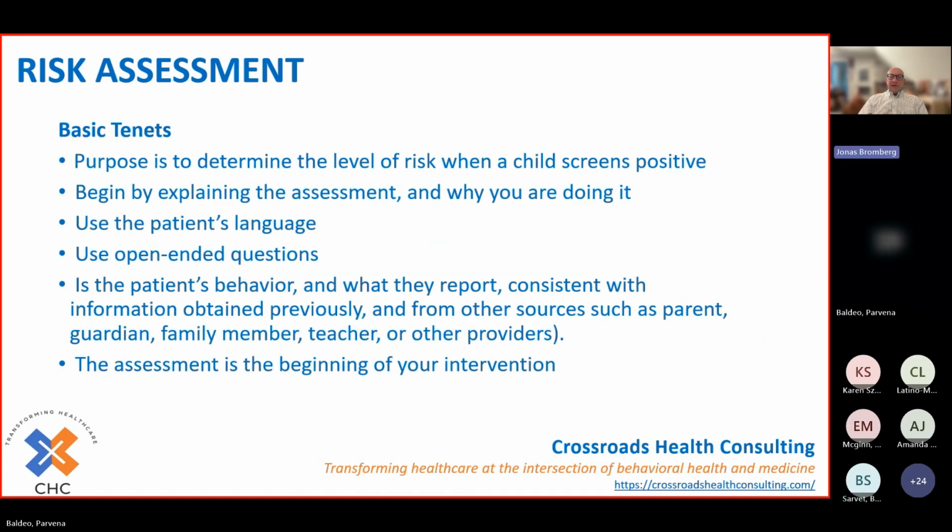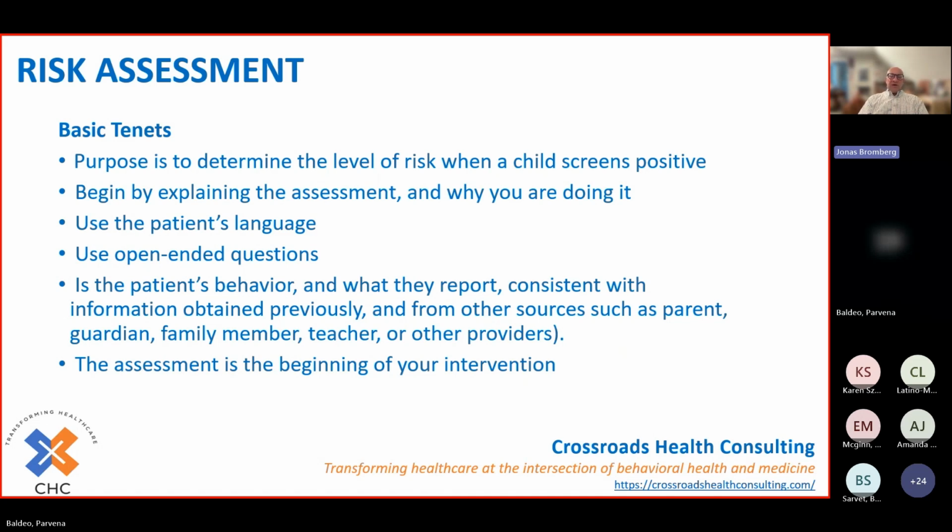So again, we want to be able to determine the level of risk when a child screens positive. We want to begin by explaining to the patient or parent why we're doing this. And we want to use, as much as we can, the patient's own language in doing this. It's going to really help the patient feel heard and understood. And we want to frame our questions in an open-ended way. We don't want to ask questions where we simply end up with a yes or no answer. We want to use our questions as intervention to elicit as much information as possible throughout this type of assessment.